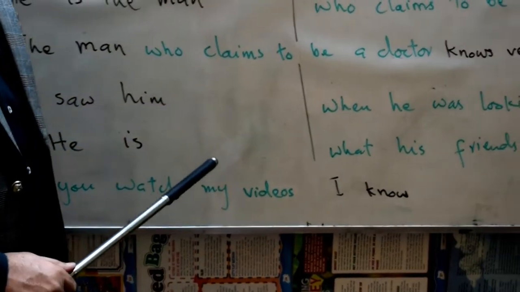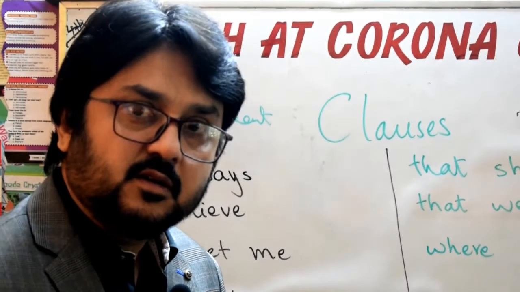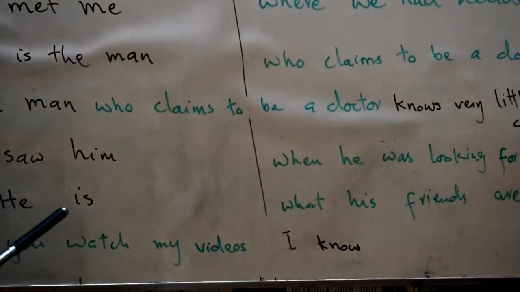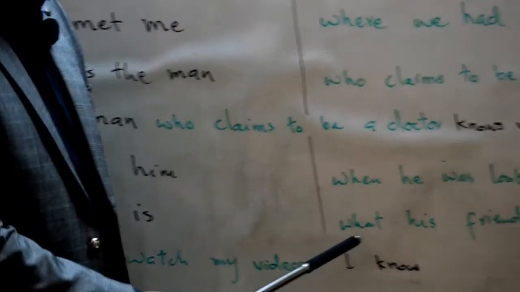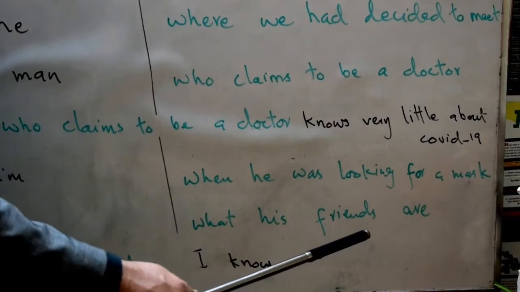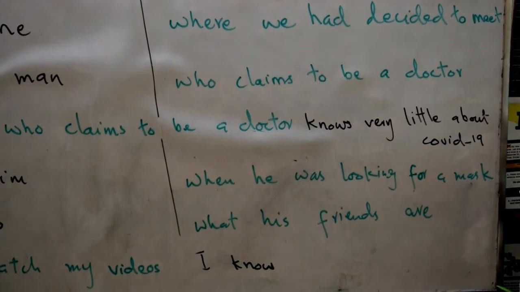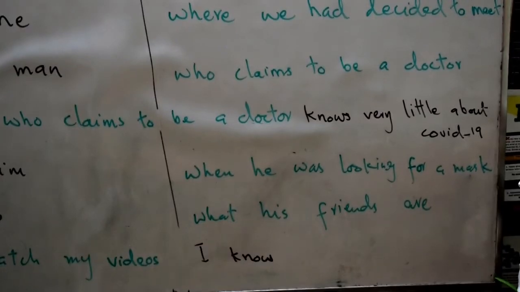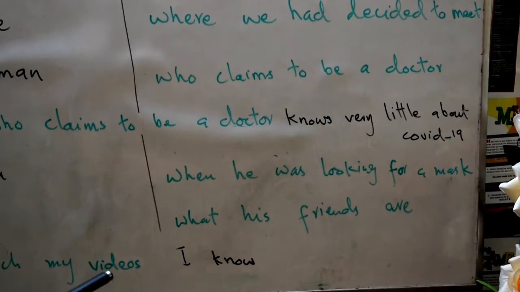Come to the next example. He is. Okay, he is. Then what to do? He is what his friends are. So here what is being answered? What is he? He is what his friends are. Now this is the subordinate clause here serving the verb in the main clause. Okay, fine. Now without this part the sentence is not going to provide any sense.